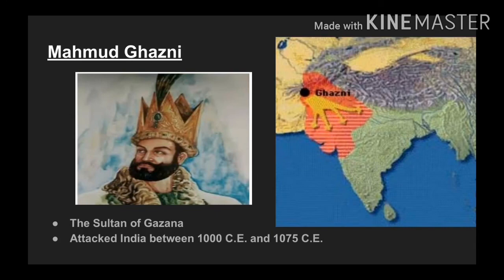Mahmud Ghazni. Now who was Mahmud Ghazni? So let's read about that. Though the Rajput age is well known for its valor and sacrifice, it also saw the construction of many beautiful and imposing buildings. Many foreign invaders invaded India during this period. Mahmud Ghazni, the Sultan of Ghazna, attacked India many times between 1000 CE and 1075 CE. The full form of CE we have already discussed. It is Common Era, which means after the birth of Lord Jesus.